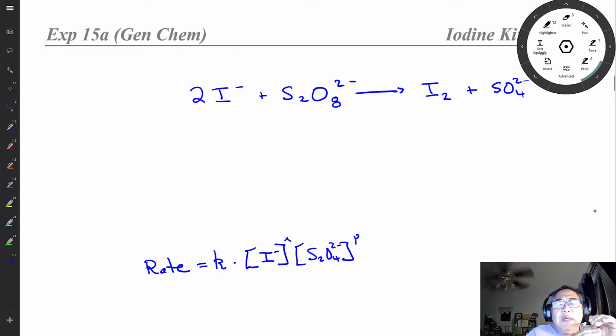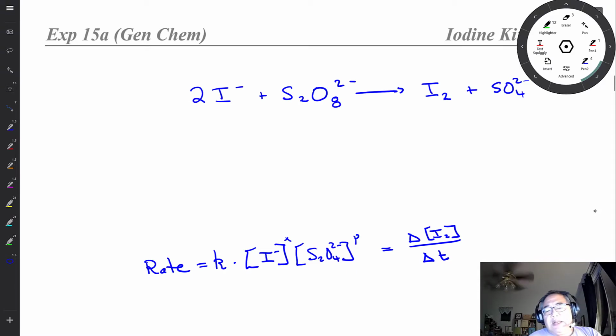So what we want to be able to do, though, is to measure the rate of the reaction, and we're going to be doing it based on iodine. So if you remember what that would look like in an equation, rate is going to be equal to the change in the concentration of I2 over a change in time.